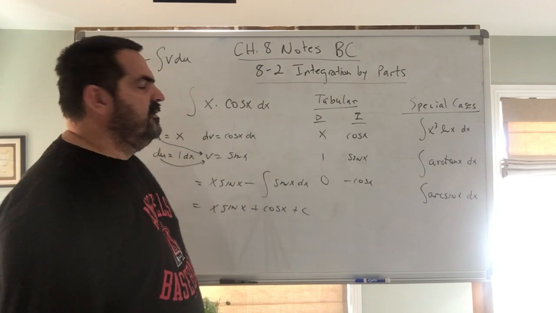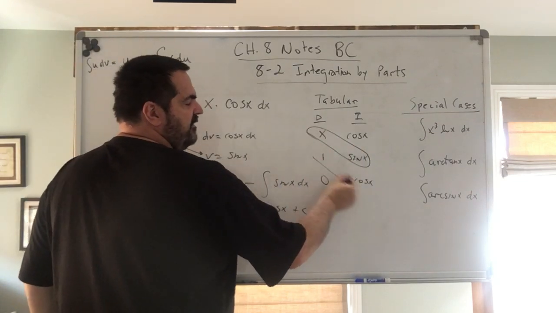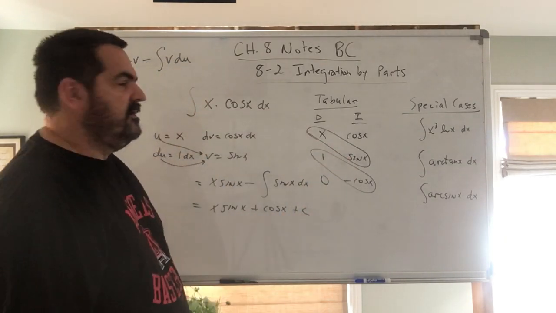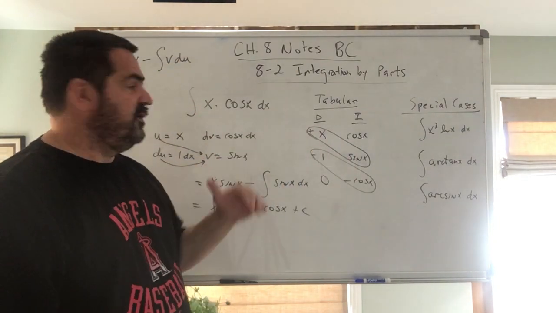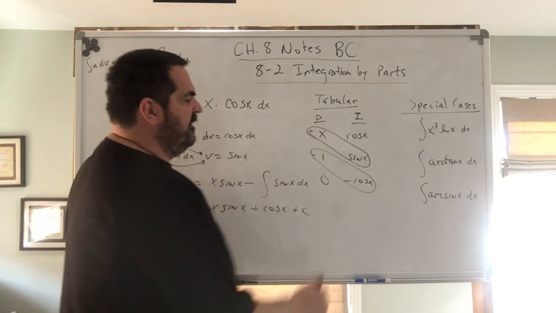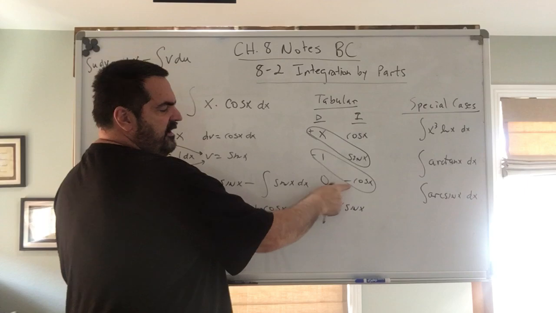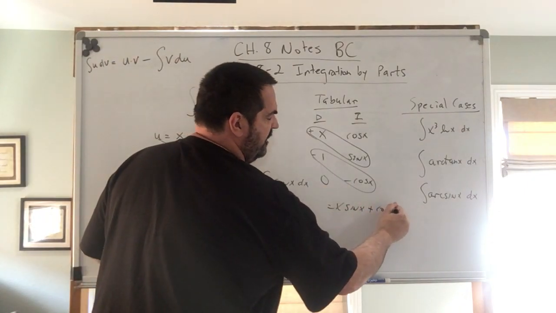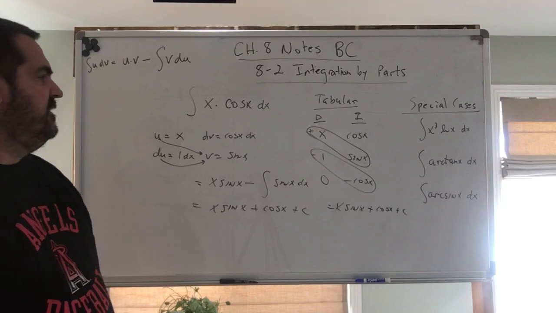All right? So remember, all we're going to do is multiply these together going diagonally, and there's a multiplier of plus and minus as you go, to keep alternating. So the final answer is going to be x sine x, now a minus and a minus, so that's plus cosine x plus c. So you see I get the same answer, it's just a different method.